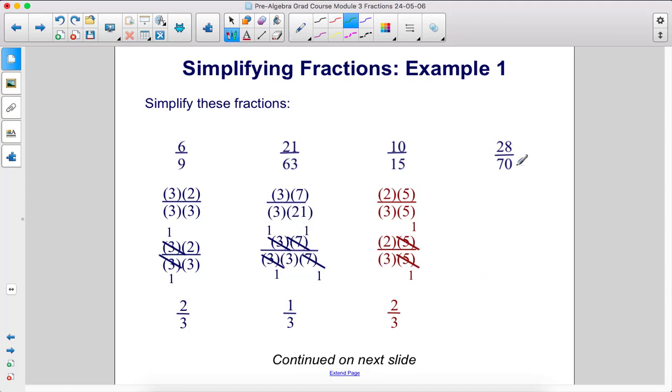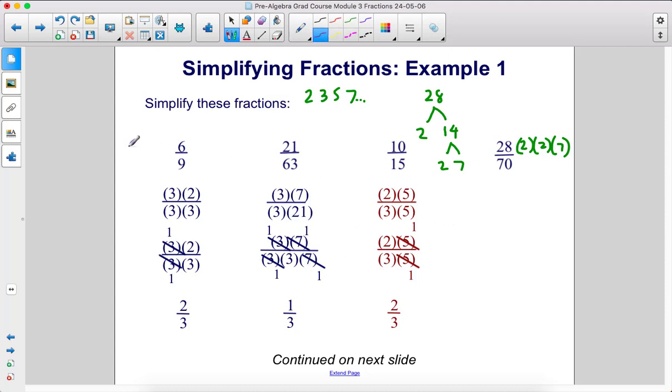Finally, we have 28 divided by 70. This one's not as obvious, so let's go ahead and make our little prime factor trees. 2, 3, 5, 7. We shouldn't need more than that. So 28 is divisible by 2, and it's 14. 14 is also divisible by 2 times 7. So there we go. Those are the factors in the numerator. In the denominator, we have 70.